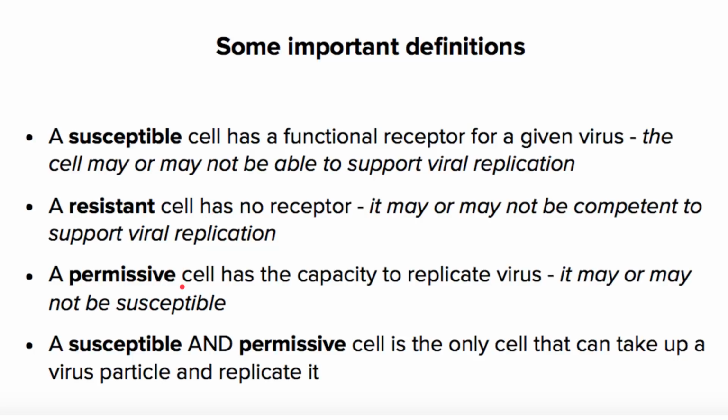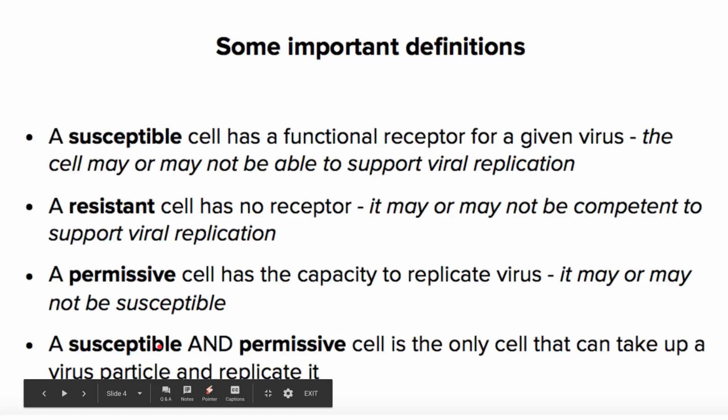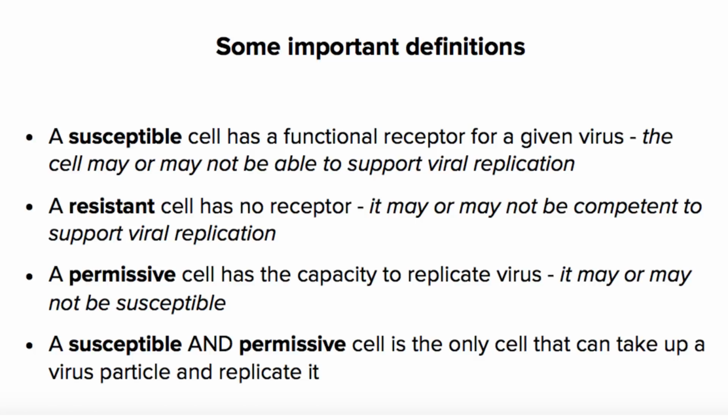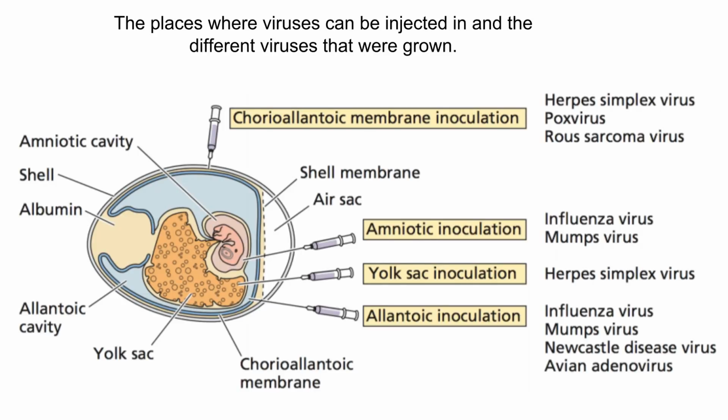A permissive cell is a cell that has the capacity for virus replication, but it doesn't mean a permissive cell has to have a receptor for the virus. While a cell that is susceptible and permissive, this is the cell that has the receptor for the virus, and it allows the virus to replicate inside of it. تمام? Just some terminology. For many different reasons, we need to sometimes grow the virus.